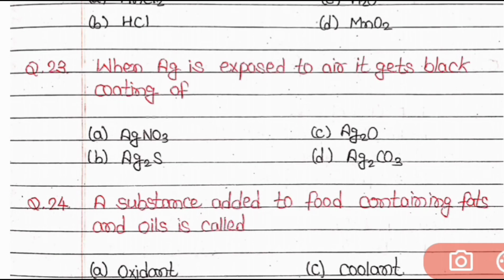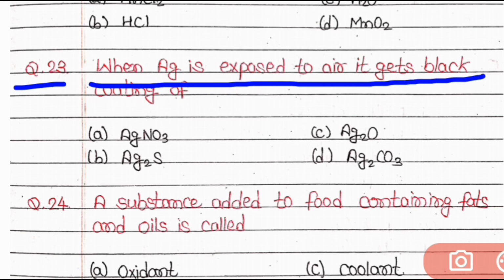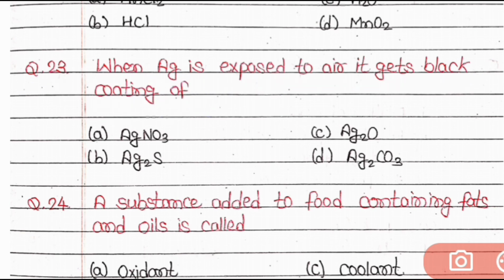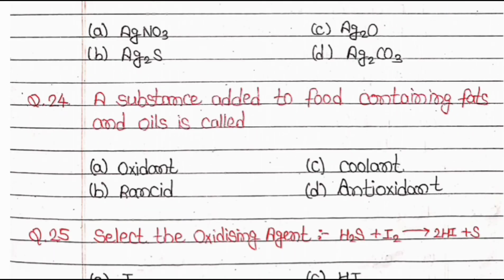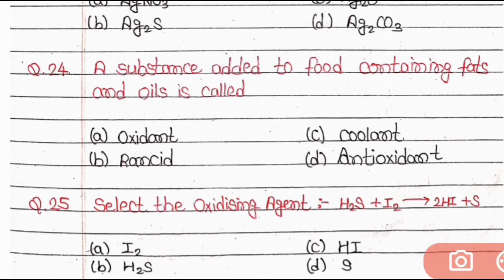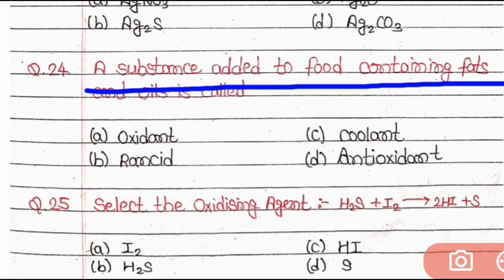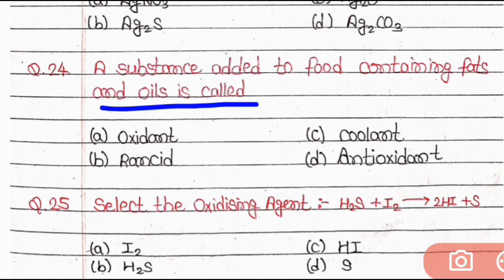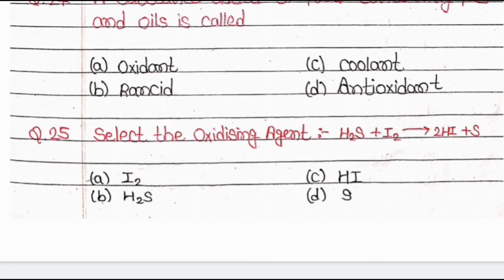Now let us come to question number 23. When Ag is exposed to air, it gets black coating of, and the answer is Ag2S. When silver reacts with sulfide in the air, it forms Ag2S. Now let us come to question number 24. A substance added to food containing fats and oil is called, it is antioxidant. Option D is correct.